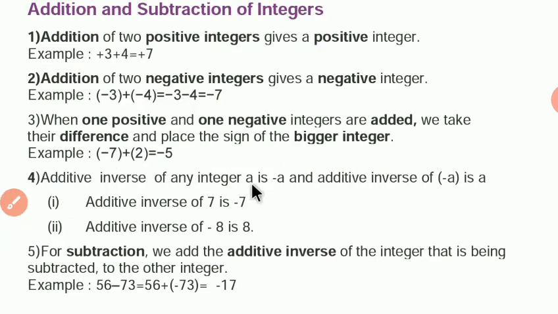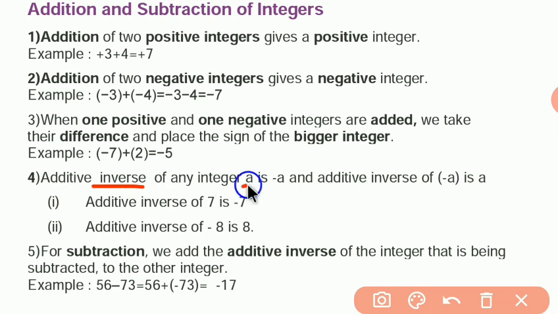Additive inverse of any integer a is minus a and additive inverse of minus a is a. Inverse means opposite. Additive means with respect to sign. Here you can see if we take any integer a, its additive inverse, meaning its opposite with respect to sign, will be minus a, and the additive inverse of minus a: if we take any integer as minus a, its additive inverse will be plus a. We can understand by one example. Additive inverse of 7 is minus 7. Here you can see an integer is given as plus 7, so its inverse will be minus 7.